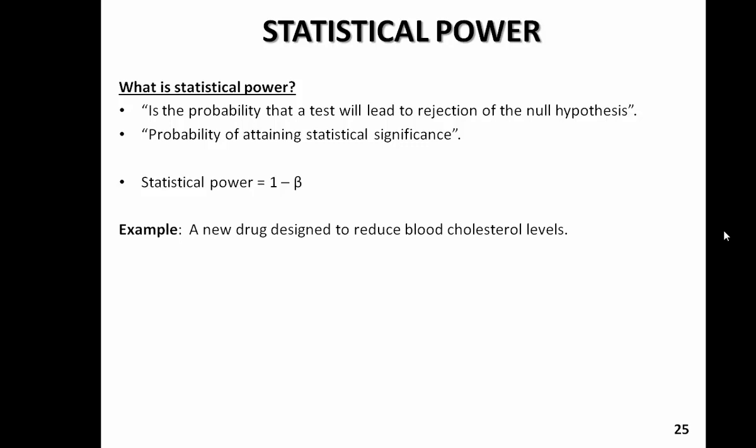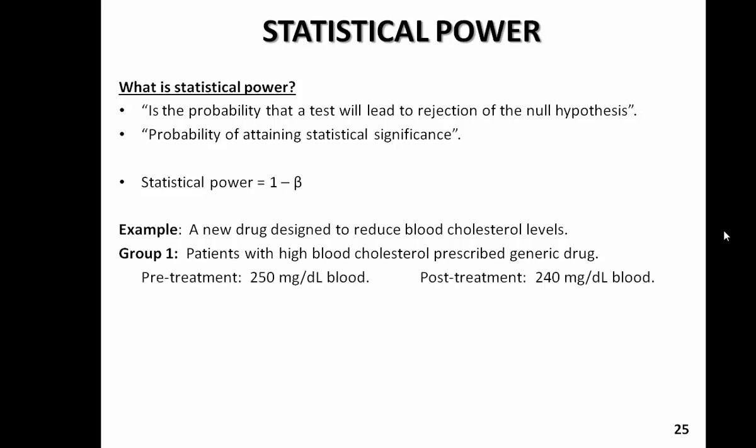And in this example, we're going to examine a new drug that is designed to reduce blood cholesterol levels. The first group involves patients who have high blood cholesterol, and these patients are prescribed a generic drug. The measurement of blood cholesterol was made prior to the prescription of the drug. So a pre-treatment measure of 250 on average for the patients in group 1 was obtained, and a post-treatment average of all the patients after a period of drug use is 240 milligrams per deciliter of blood.